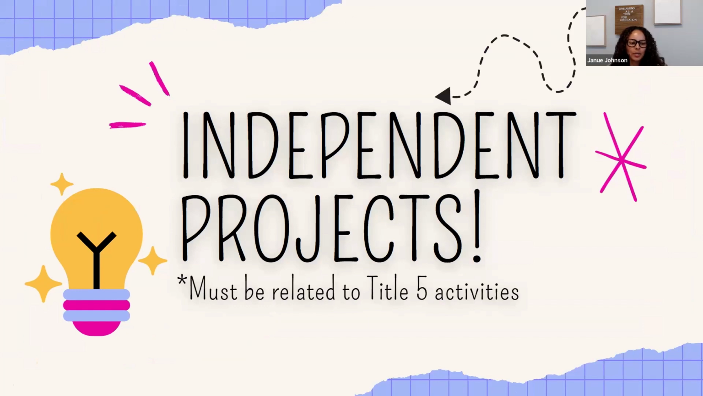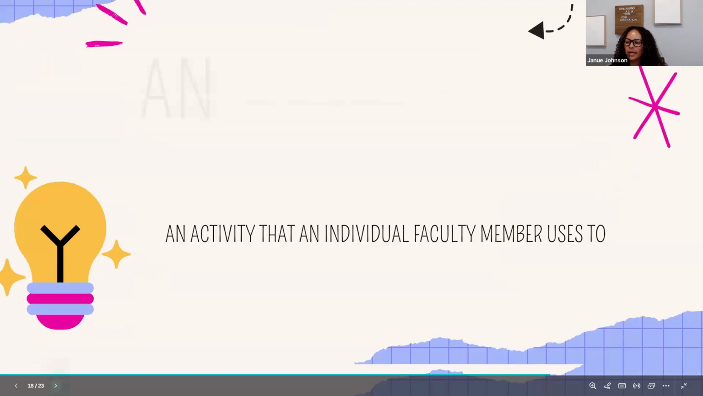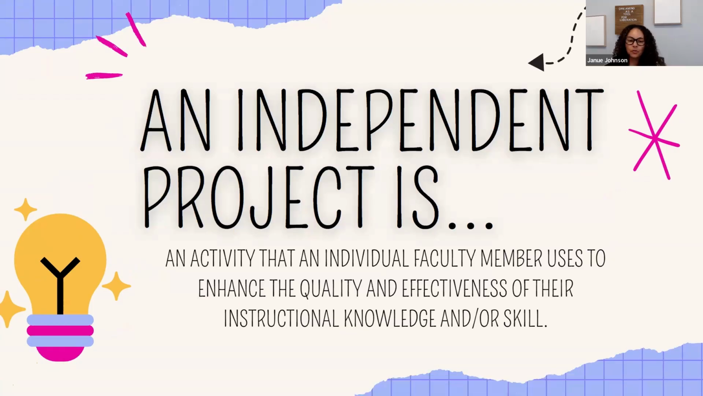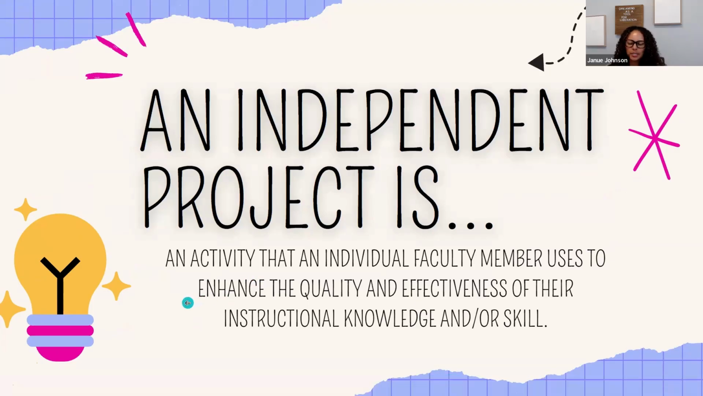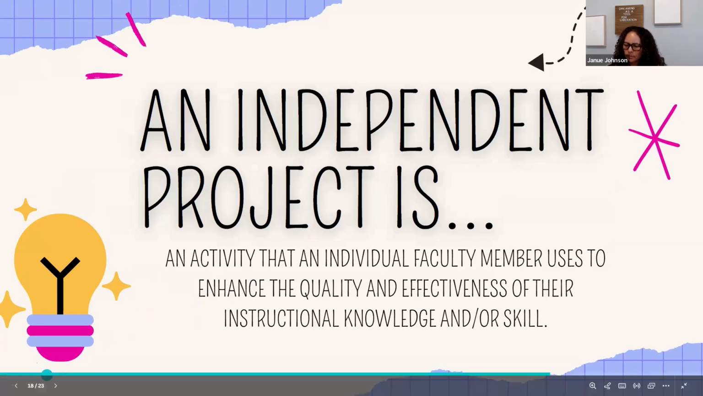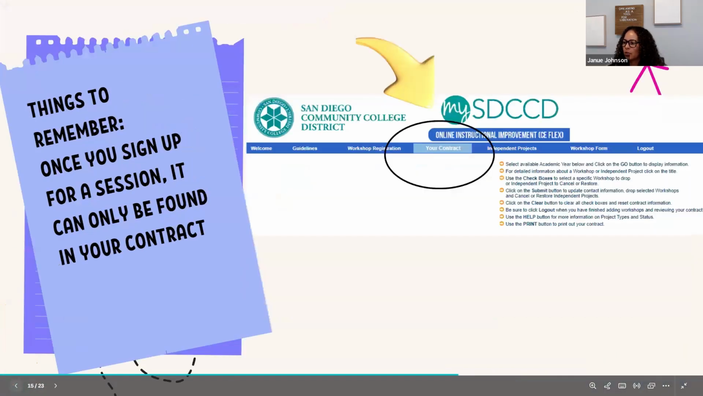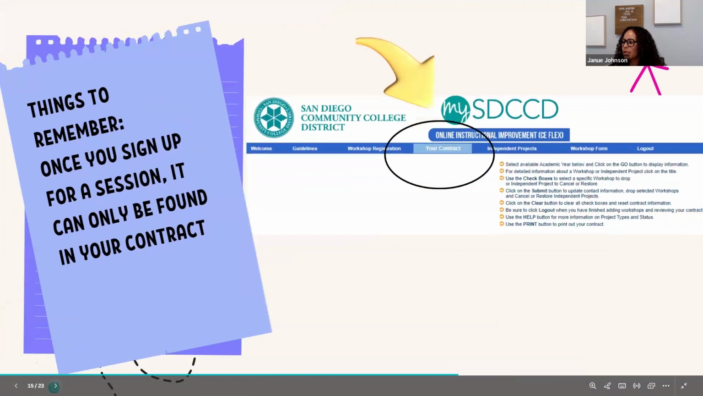Okay, so independent projects. Independent projects must be related to Title V activities. I'm curious if some of you may have done this, and if you haven't, here's some information for you. An independent project looks slightly different when you submit it. So let's see if I can go back. I don't think we have a screenshot for it. Oh, here it is.